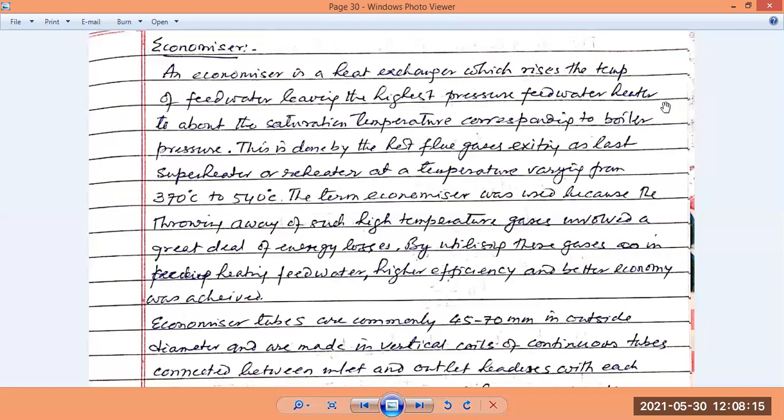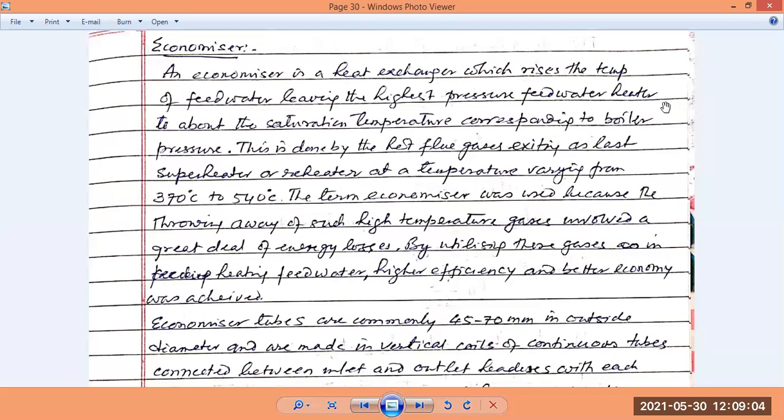Here the feed water leaves the highest pressure feed water heater at about the saturation temperature corresponding to the boiler pressure. So what we are doing is raising the temperature of the water by using the heat of the fumes or gases coming out of the boiler or the furnace itself, so that the temperature of the feed water rises to the saturation temperature as per the boiler pressure.